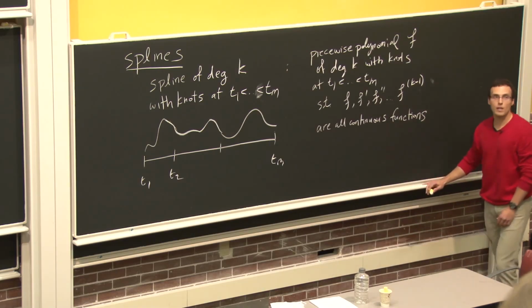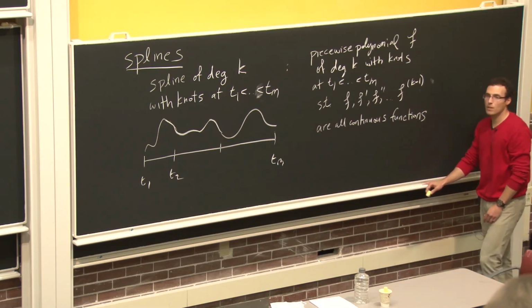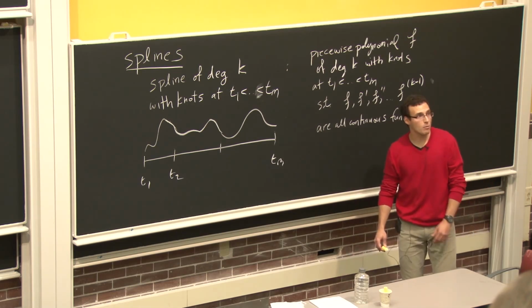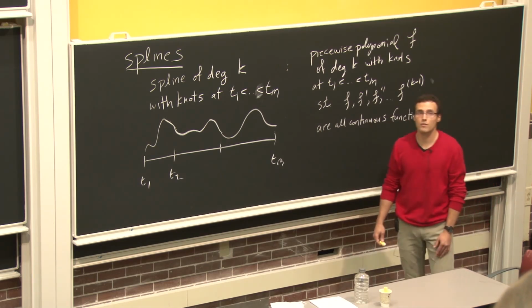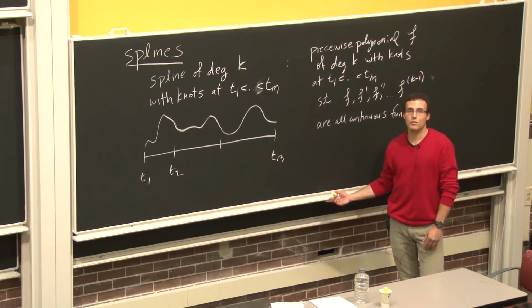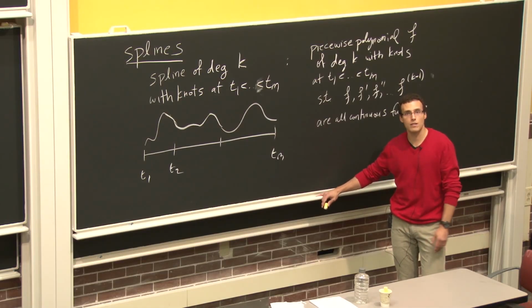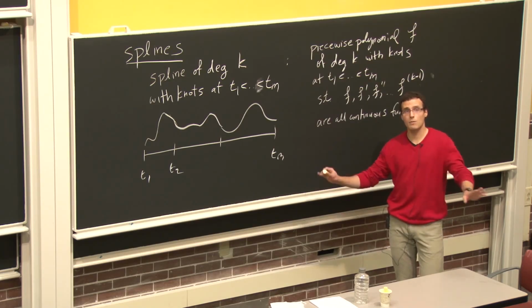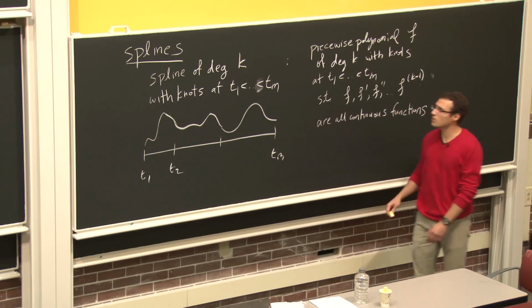Okay, so why do we like splines? I claim that splines play a very central role in nonparametric estimation and statistics. They're also very central in applied math. There's a ton of work on approximation theory using splines and numerical analysis. They're used a lot in computer graphics. So they're kind of ubiquitous, and there are whole books on splines.